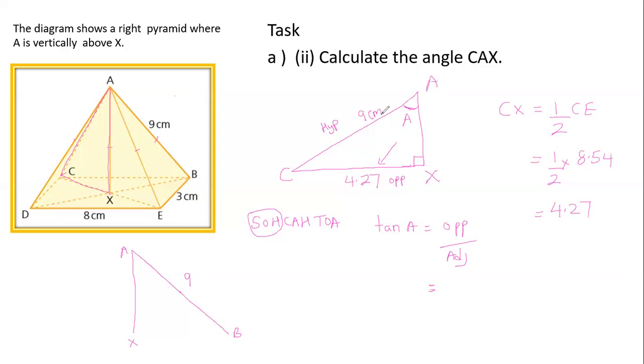The adjacent could have been at AX, line AX. Very good. Now that is the first task you are going to do. So first find AX. After finding AX, you can use your tan. So use Pythagoras theorem. Use your 9 and 4.27. Find AX. After finding it, find your tan. Is that fine?